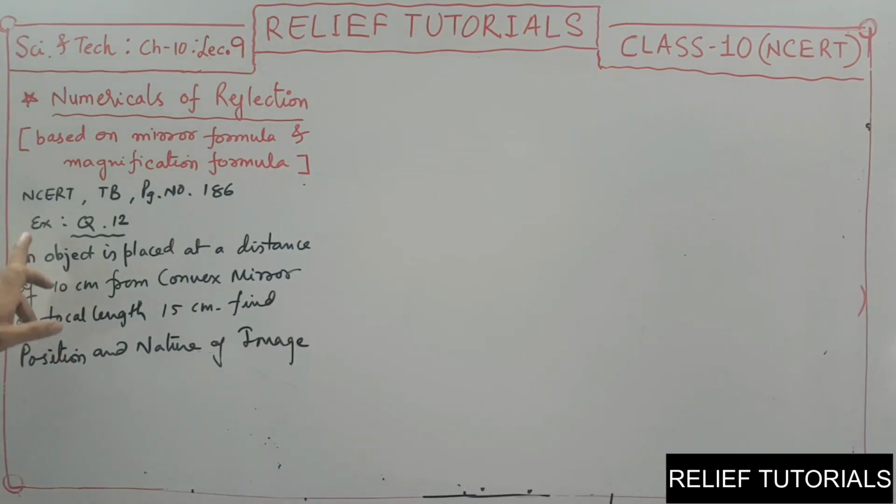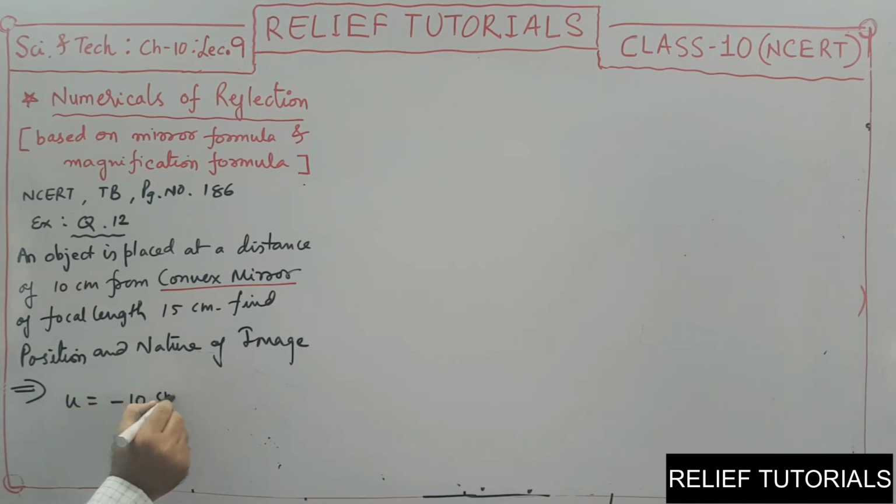Now exercise question number 12, textbook page number 196. An object is placed at a distance of 10 centimeter from a convex mirror, so the object distance is 10 centimeter. Note down, object distance always will be negative, so u is minus 10 centimeter. Of focal length 15 centimeter. In the case of a convex mirror, focal length is always positive, so f is plus 15 centimeter.